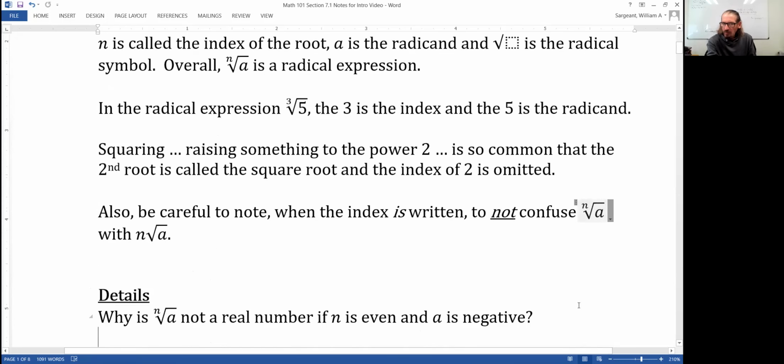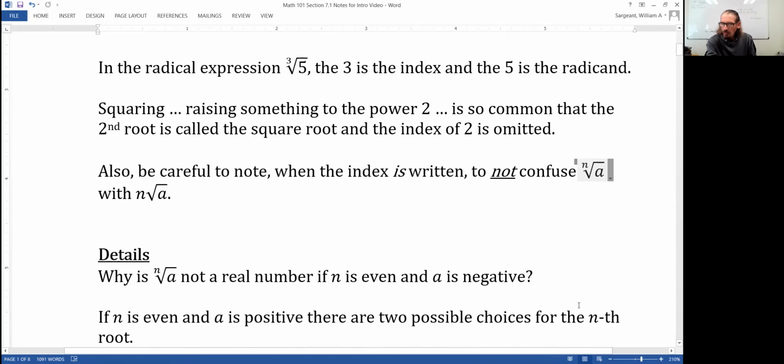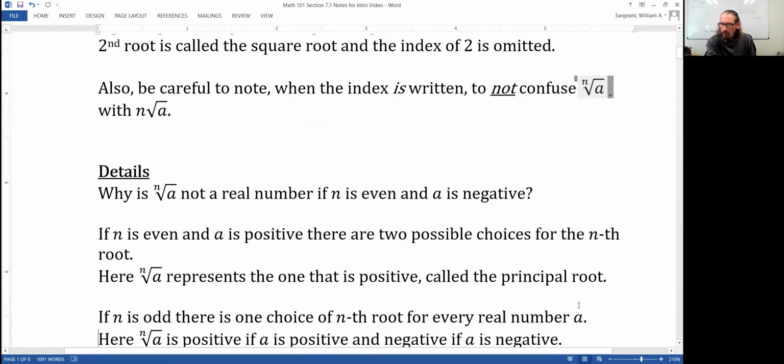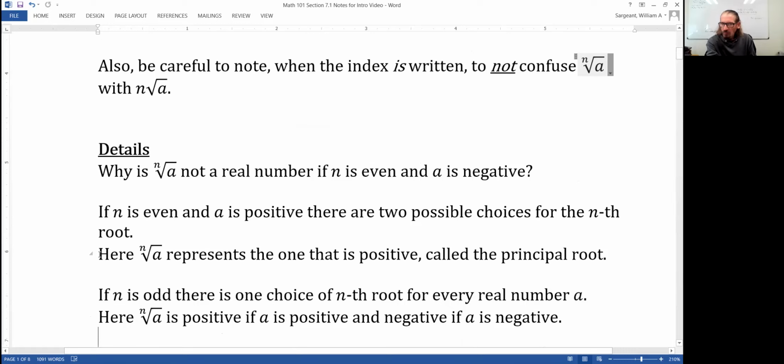So why is the nth root of a not a real number if n is even and a is negative? That's going to be one thing that we address. If n is even and a is positive, there are 2 possible choices for the nth roots. We're going to address that. One will be positive and one will be negative, and we will call the one that is positive the principal root.